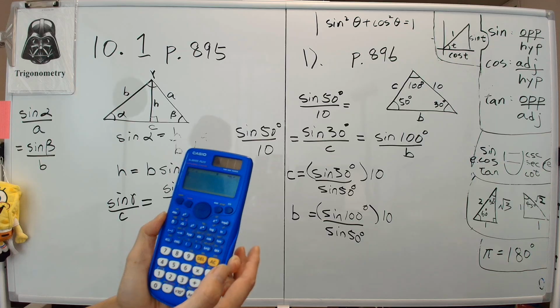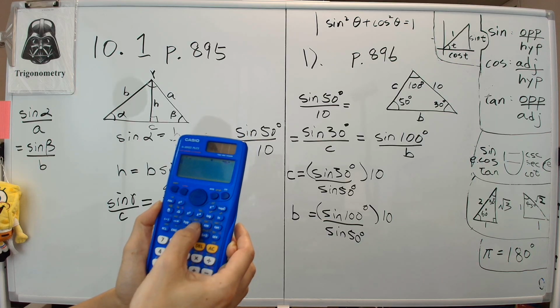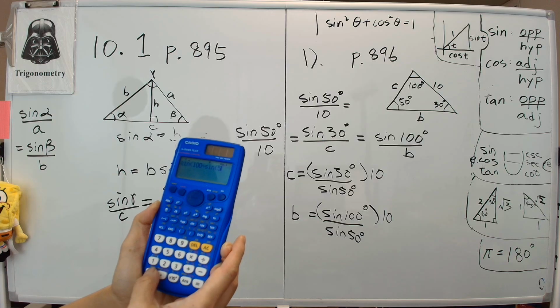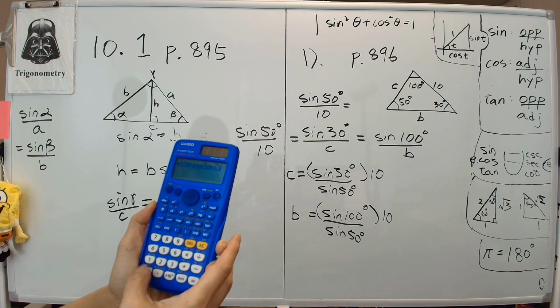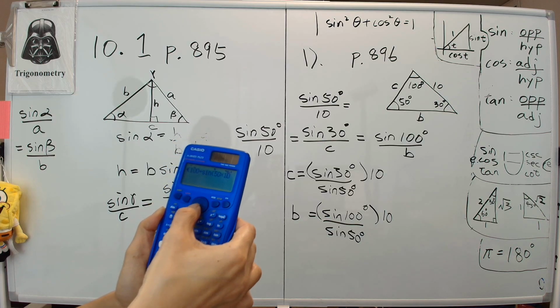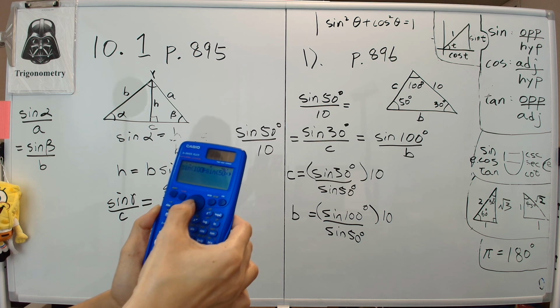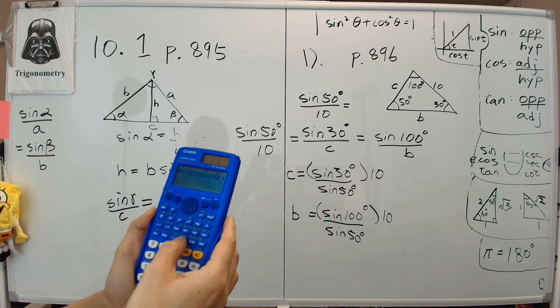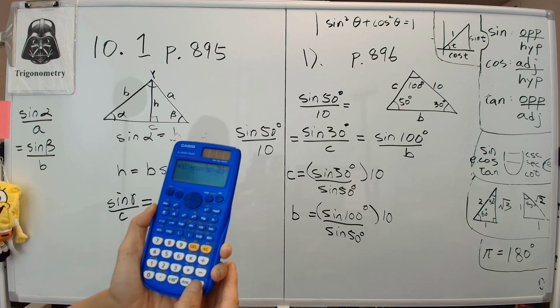Next, sine 100 divided by sine 50, and also times 10. I forgot to put the parentheses in again. So sine 100, close parentheses, divide by sine 50, close parentheses, times 10, okay.